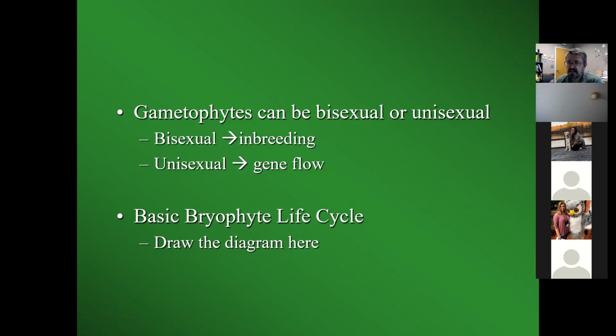So bisexual gametophytes, where you have a gametophyte that produces both antheridia and archegonia to do male and female gametes, could potentially breed with themselves, and that would be a form of inbreeding. For unisexual organisms like these, megagametophytes and microgametophytes, where you've got female gametophytes and separate plants that are microgametophytes, the male ones, you have to cross between two different plants so you get gene flow.